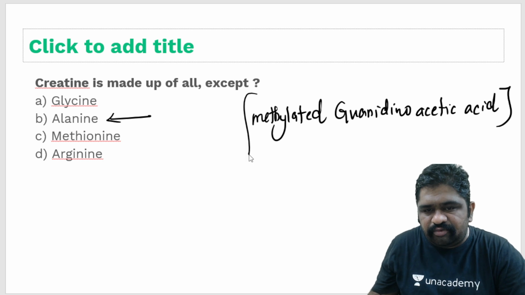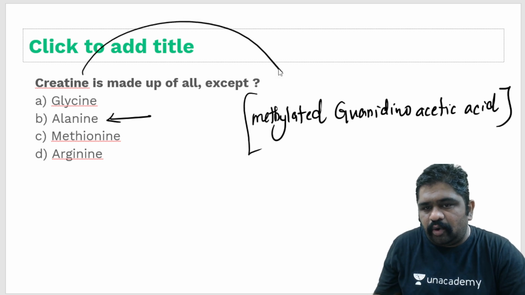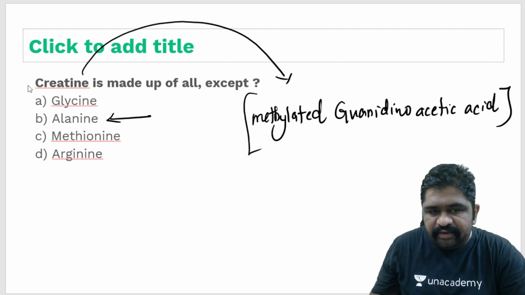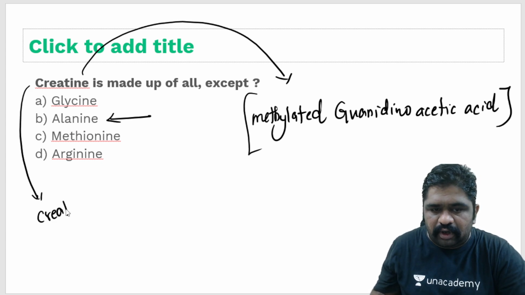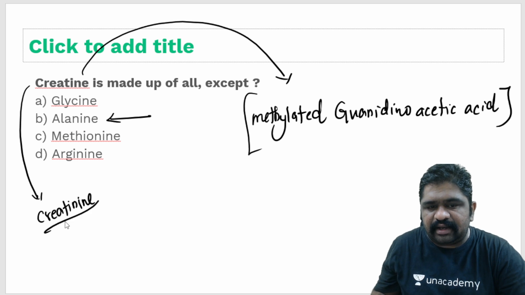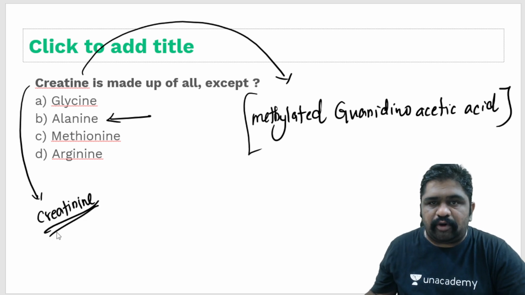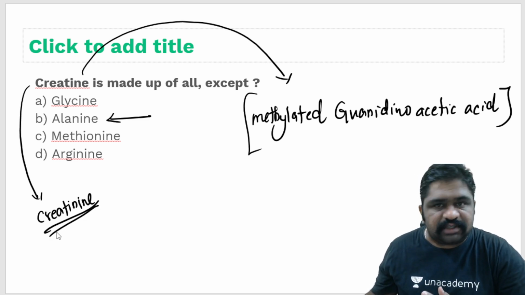This is the other name for creatine. Now, what is creatinine? If the creatine undergoes breakdown or hydrolysis, it becomes another compound called creatinine. It can happen spontaneously when its lifespan of contraction and relaxation of the muscles is over.